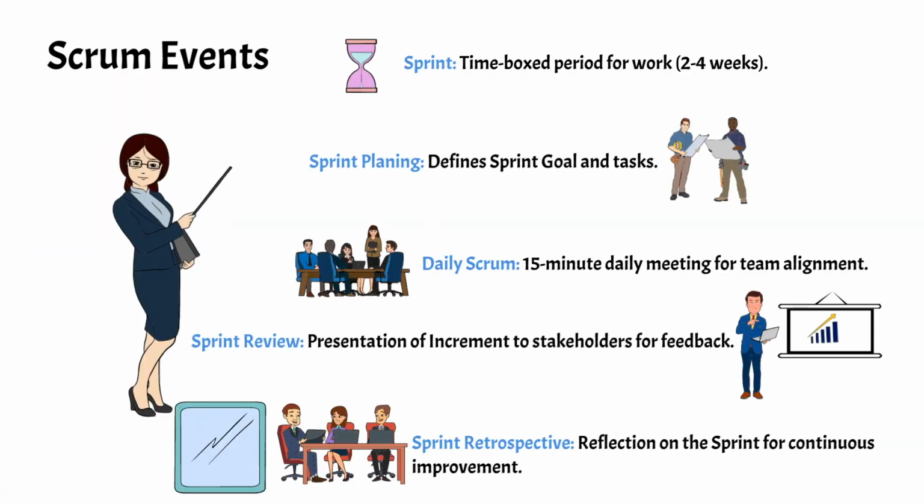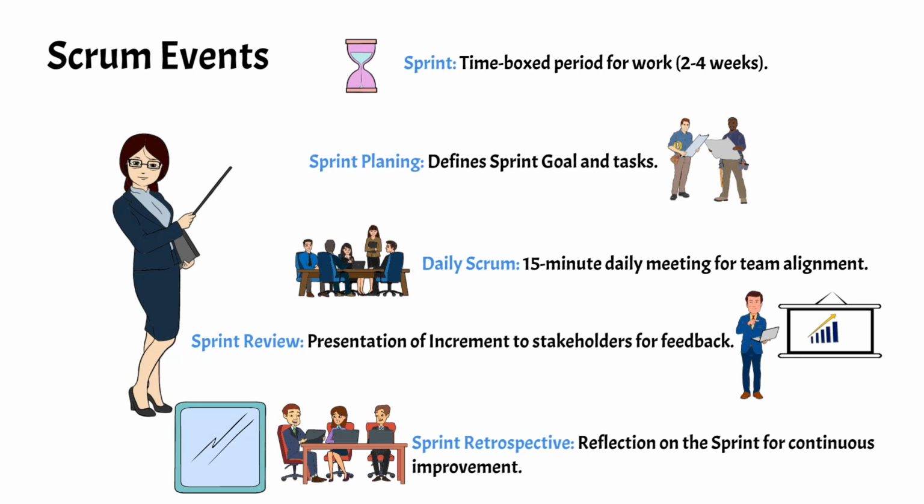Scrum incorporates a set of events designed to create regularity and minimize the need for meetings not defined in Scrum. Let's walk through these events. Sprint: the heart of Scrum is a sprint, a time-boxed period usually lasting 2 to 4 weeks. During this time, the team works on the sprint backlog to deliver a product increment. The sprint provides a fixed timeframe for the team to work towards a common goal, allowing for regular inspection and adaptation.